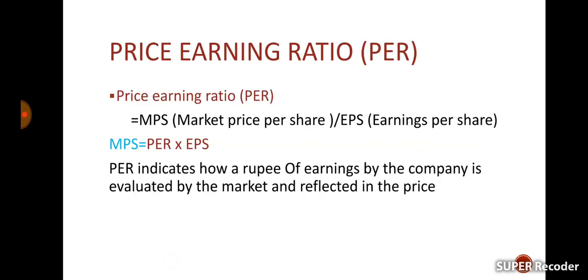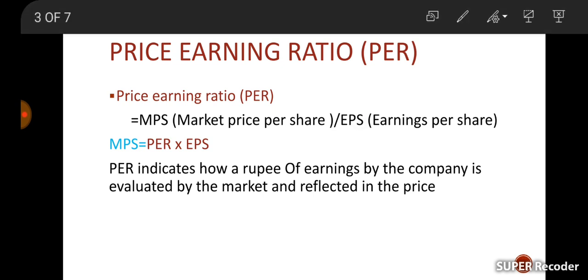We can identify the equation for calculating price to earnings ratio from the ratio itself, because the ratio expresses the relationship between price and earnings. Here price means market price per share, and earnings means earnings per share. So the equation for calculating price to earnings ratio is market price per share divided by earnings per share.